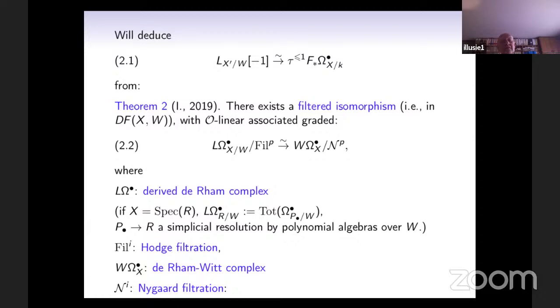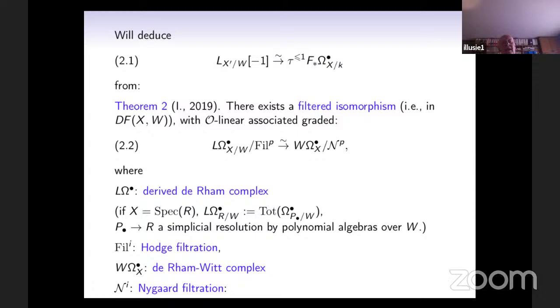So you have to show that to compare this cotangent complex with the truncated de Rham complex. And in fact, what I observed is that you can directly construct a filtered isomorphism between one complex which somehow encodes this cotangent complex, namely the derived de Rham complex of X over W, modulo a certain step of the Hodge filtration, to the de Rham-Witt complex of X, modulo some step of the so-called Nygaard filtration. So L omega is the derived de Rham complex of X over W. X is smooth over k, but not over W. It's a complete intersection there.